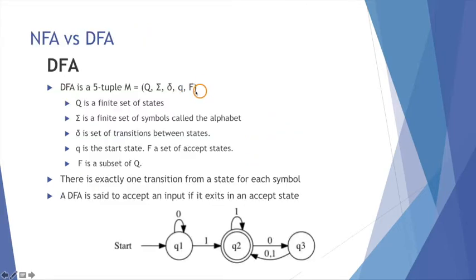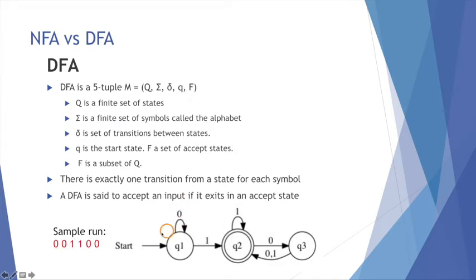A DFA has 5 elements. You have the finite set of states, the finite set of symbols called the alphabet, and the set of transitions between the states. And you have the start state and also the final state. And there's only one transition from one state to another state. Also, the DFA is said to accept if the input ends at the accept state. So for example, here you have a double circle. Q2 is the state which will be accepted.